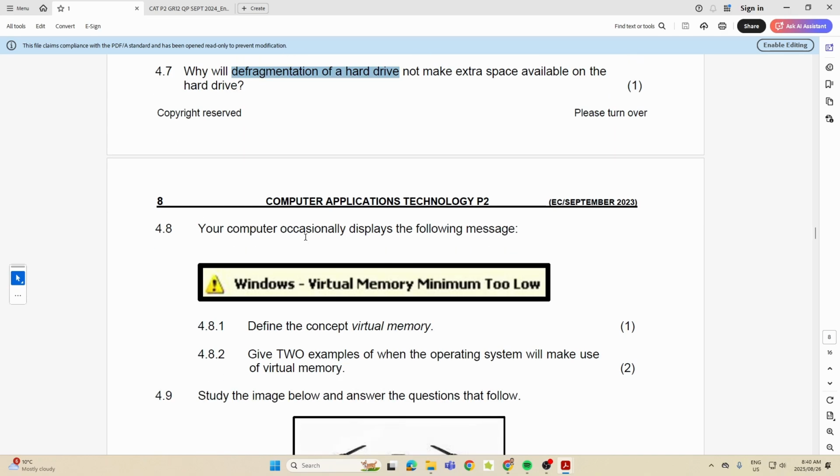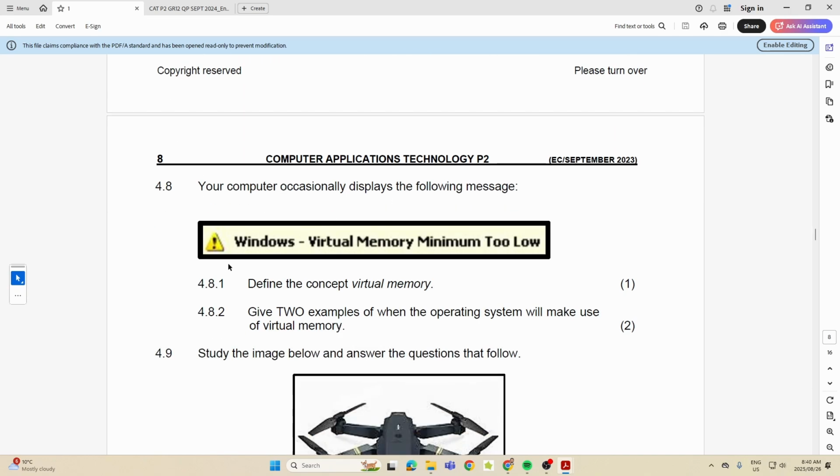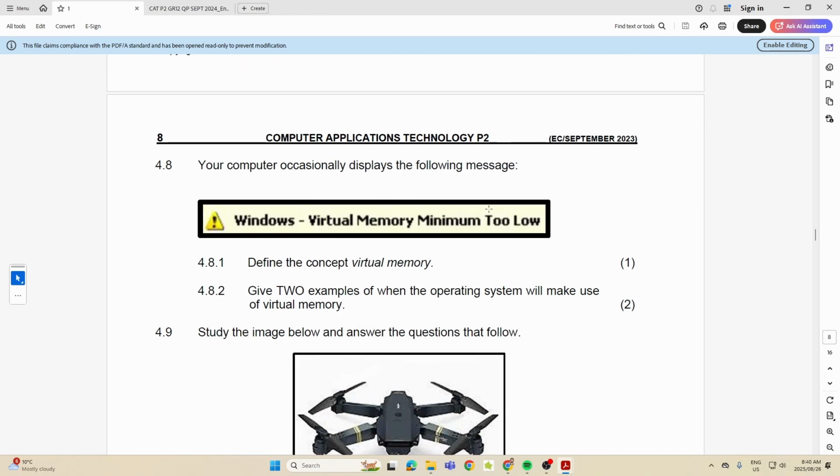Your computer occasionally displays the following message: Windows Virtual Memory minimum too low. Then they ask us, define the concept of virtual memory. Now, I'm going to give you from the memo what they would like, and you can then word it accordingly. So they mentioned to us here the unused disk space of a hard drive, which allows the operating system to operate as if it had access to more RAM.